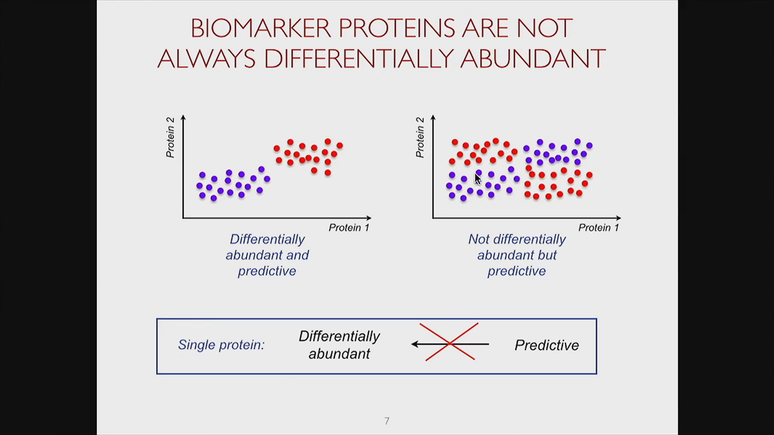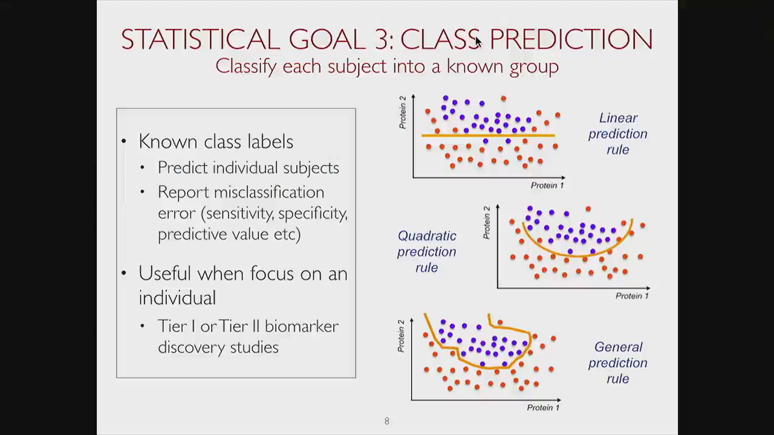So the point is that when we start, well, okay, so let's maybe finish here. The third statistical goal, which we need to pursue when we're really interested in class prediction, is actually trying to predict the disease status of the individual subject. So again, it's a supervised method. We have known class labels.